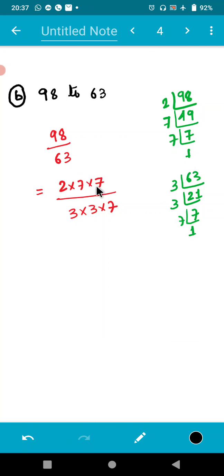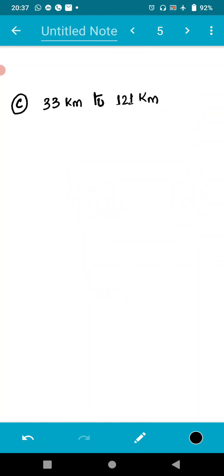Exactly. Now we'll reduce this by 7. So what is left? In the denominator, 2 into 7 is 14, and in the numerator we have 14, in the denominator we have 9. So our final ratio is 14:9, students.